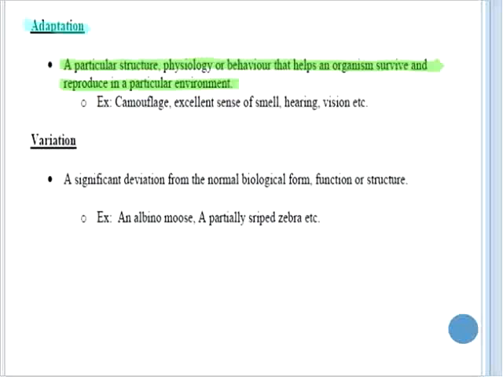Examples of adaptation include camouflage to blend in and avoid predation, an excellent sense of smell to detect when predators are approaching, hearing, vision, and the like. We define variation as being a significant deviation from the normal biological form, function, or structure. An albino moose, a partially striped zebra, etc. All of those are variations.